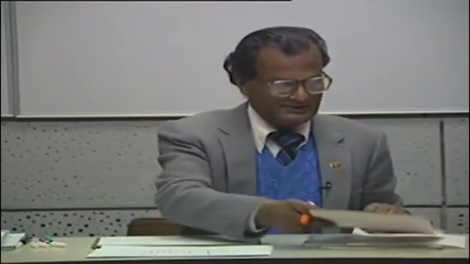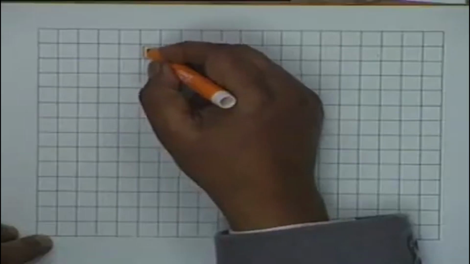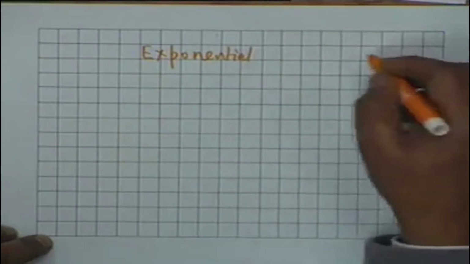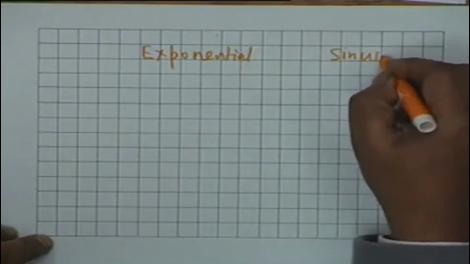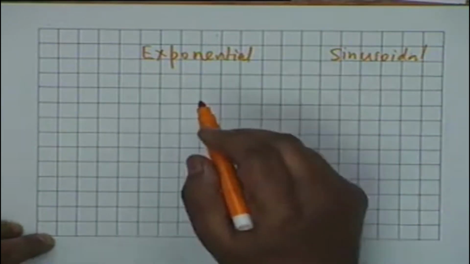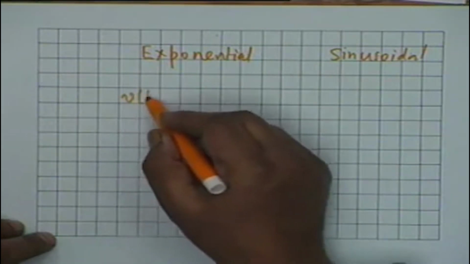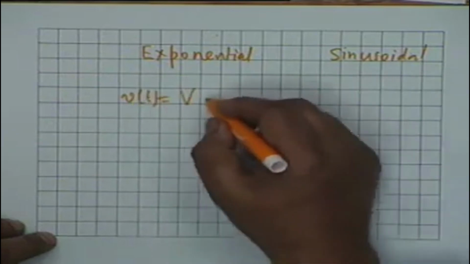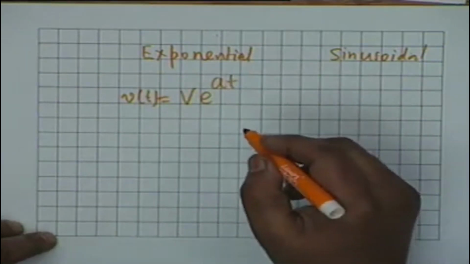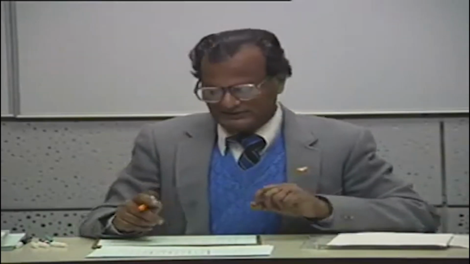The other kinds of waveforms which are useful in electrical engineering and electronics are the exponential, and the other one is sinusoidal. An exponential waveform simply varies exponentially with time. For example, you could have a v of t which is V e to the power at. Alright, it's an exponential, that is, it varies as a power of e.